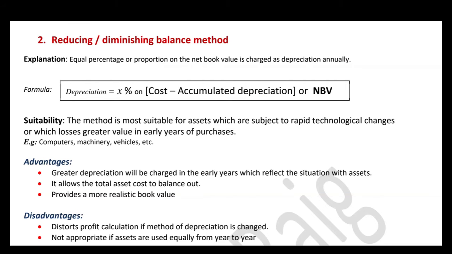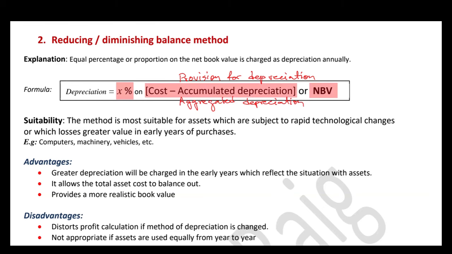Make sure you understand that it's not just called accumulated depreciation, it can be called provision for depreciation, or sometimes it may be called aggregated depreciation. Or you can directly say that percentage on the net book value is the same as this formula, cost minus accumulated depreciation.